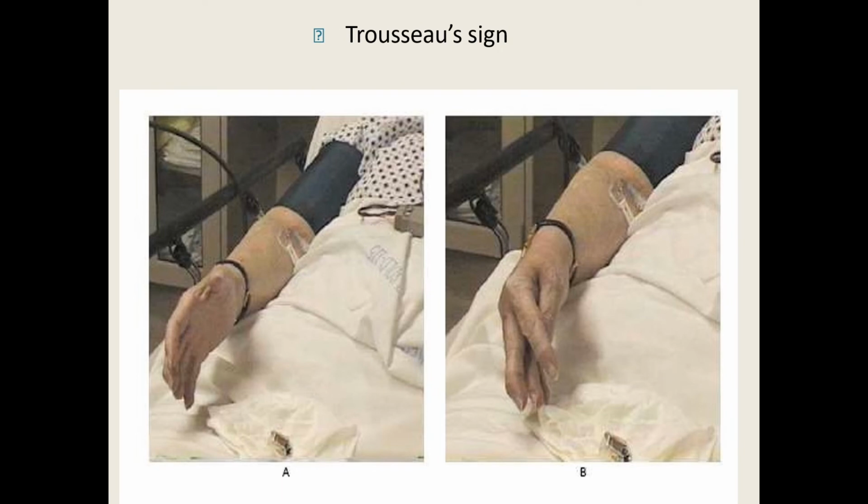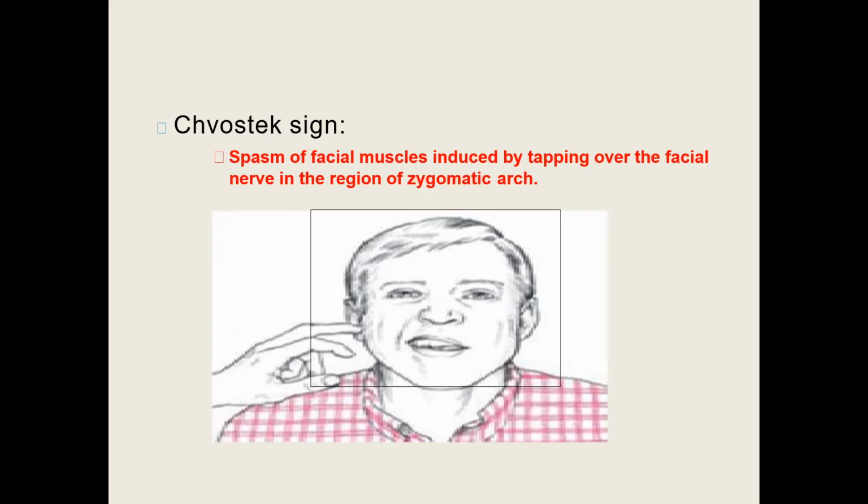Here is the Trousseau sign. If we inflate the BP cuff above the systolic blood pressure, then there can be flexion of the wrist and metacarpophalangeal joints and extension of the interphalangeal joints with flexion of the thumb. And in the Chvostek sign, there is spasm of the facial muscle when tapping over the facial nerve at the zygomatic arch.